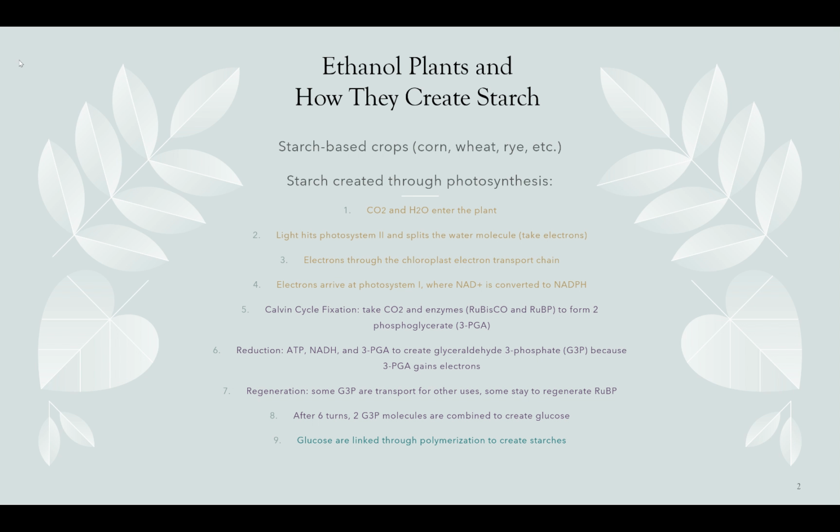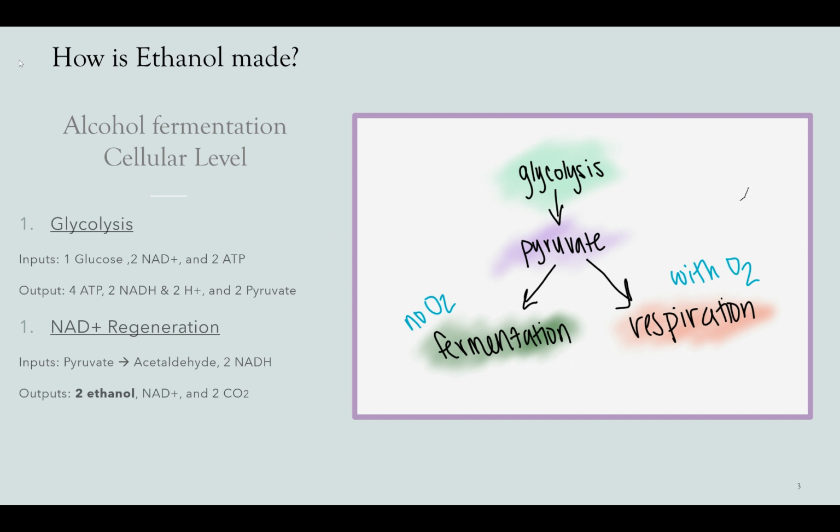Some of them are, and then some regenerate an enzyme, and then after 6 turns, 2 G3P molecules are combined to create glucose, and then outside of photosynthesis, glucose are linked through polymerization to create starches.